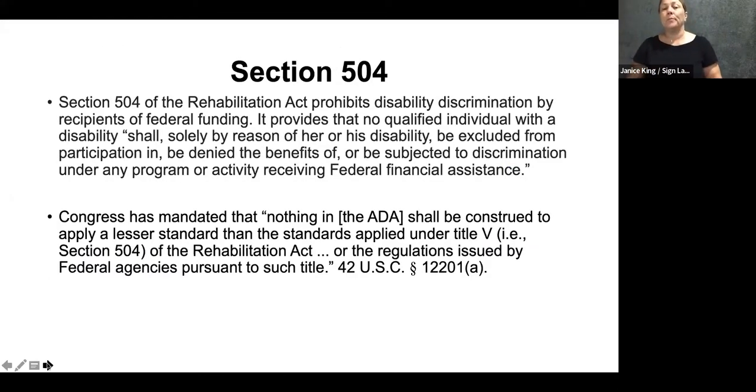In addition to the ADA, there's another federal law that prohibits discrimination on the basis of disability, and that's Section 504 of the Rehabilitation Act. That applies mainly to recipients of, well, it applies exclusively to recipients of federal funding. 504 provides that no qualified individual with a disability shall, by reason of his or her disability, be excluded from participation in, be denied the benefits of, or be subjected to discrimination under any program or activity receiving federal financial assistance.